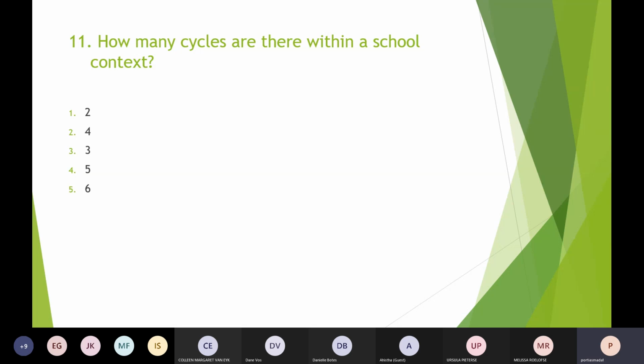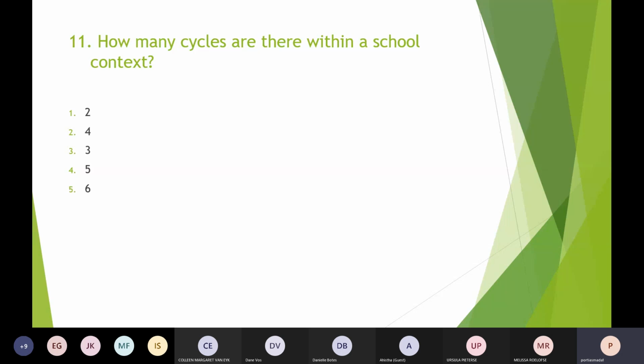Ilse, what do you think? How many cycles are there within the school context? How many curriculums? Curriculum cycles. Can I try and answer? Yes, you might do that. I think that if one looks at the previous slide, then I would say 4, because don't we have the school curriculum, the subject curriculum, the phase curriculum, and the teacher curriculum? Thank you, student.